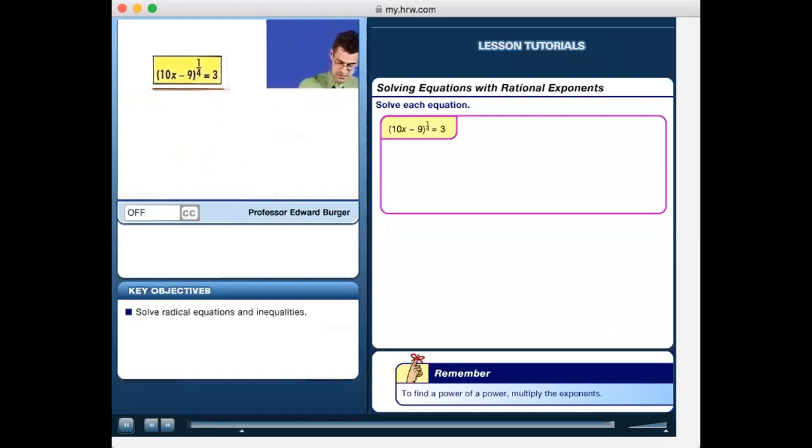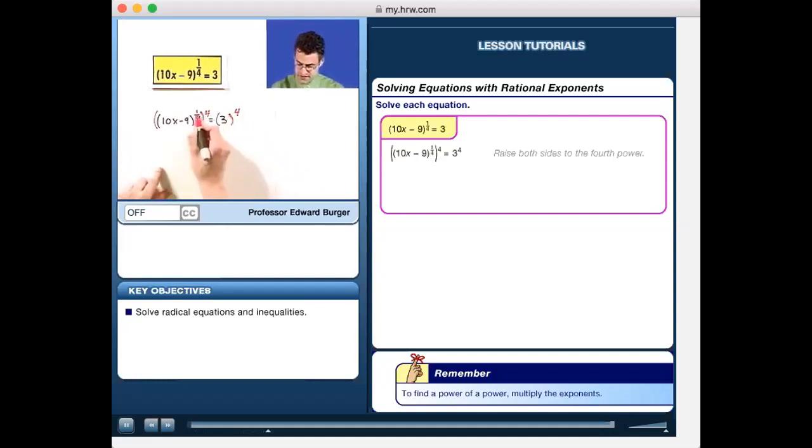So the thing to do here is pretty straightforward. I'm going to take 10x minus 9 to the 1/4 equals 3, and I'm going to raise both sides to the 4th power. Here, this simplifies, I take the product and just get 1. And so I'm just left with 10x minus 9. And if I take 3 and raise it to the 4th power, that's 3 times 3, which is 9, times 3 is 27, times 3 again is 81.